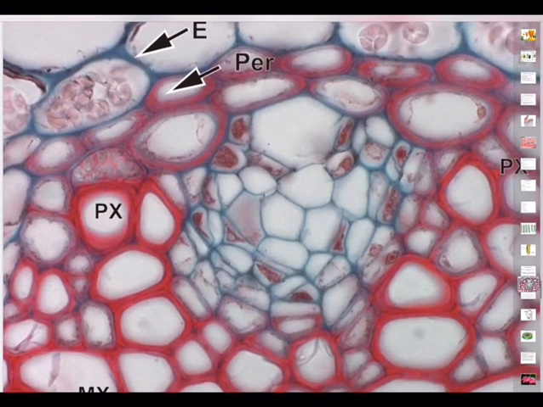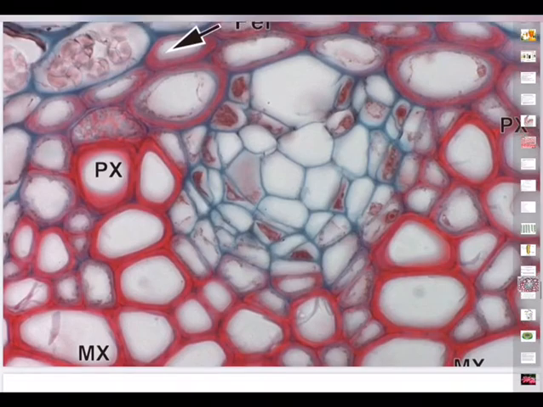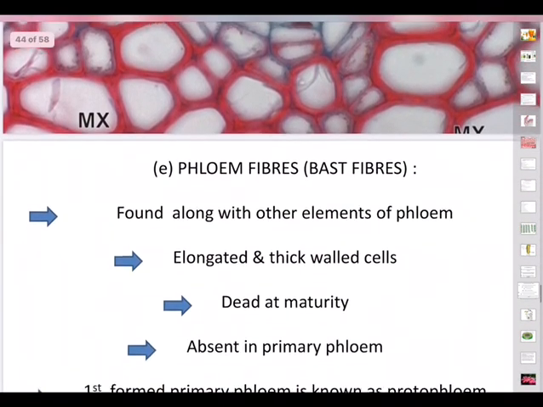Now you can see here, we are focusing on the vascular bundle. You can see PX means protoxylem and MX means metaxylem. Protoxylem, as I said, is the first formed xylem. Metaxylem is xylem that is formed later. You can see the size of the cells. Protoxylem will be normally small in size, metaxylem will be big in size, and wall thickening also you can see. Okay, and even perforations you can see.